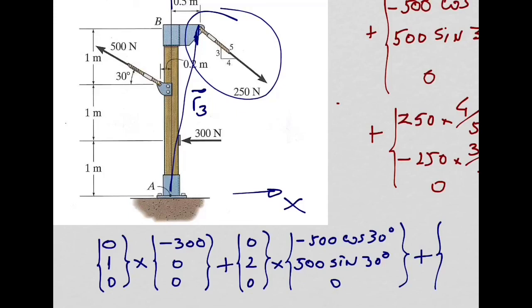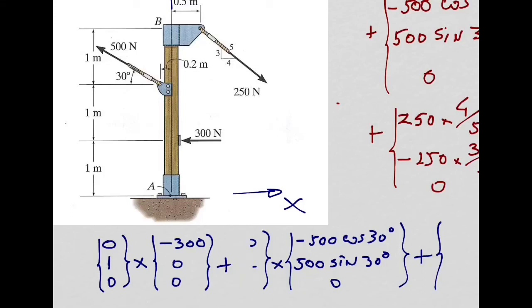Yes? The 500 Newton force does not take into account 0.2 meters. Oh, you're right. Very good. I didn't see that. Sorry. So before we do this, the force is fine, but the position vector is not 100% correct, right? So we need to fix this one here.